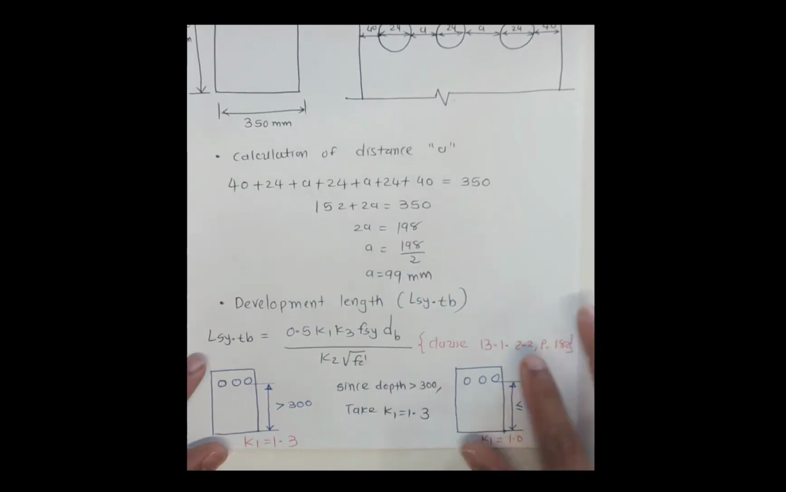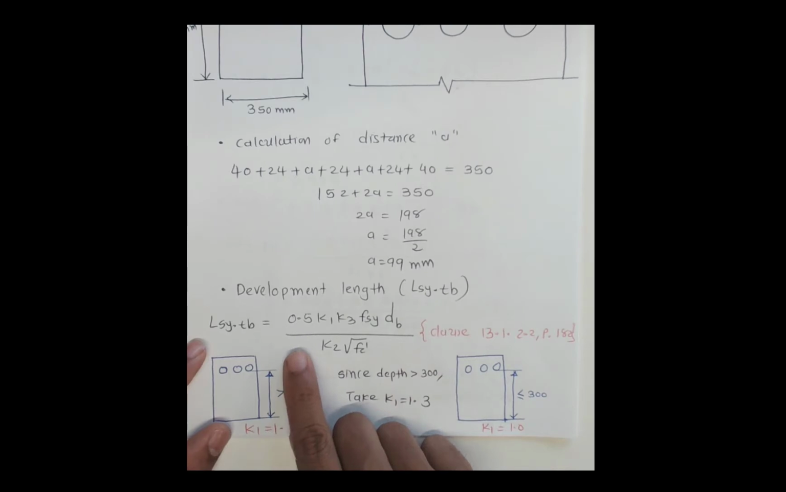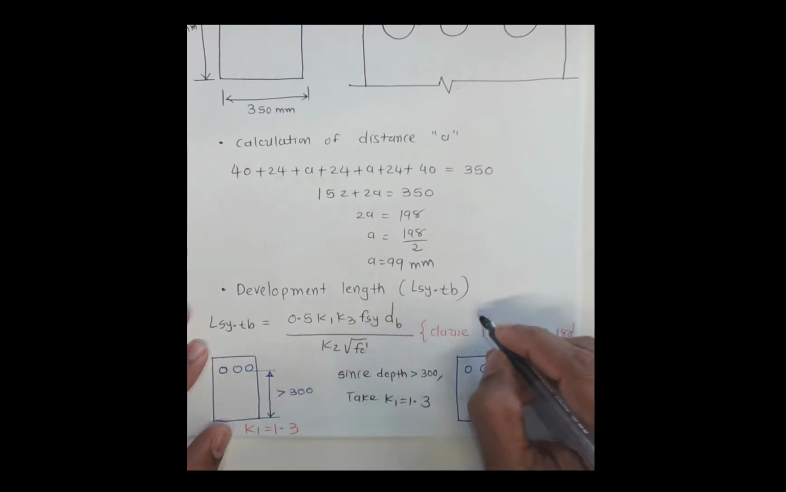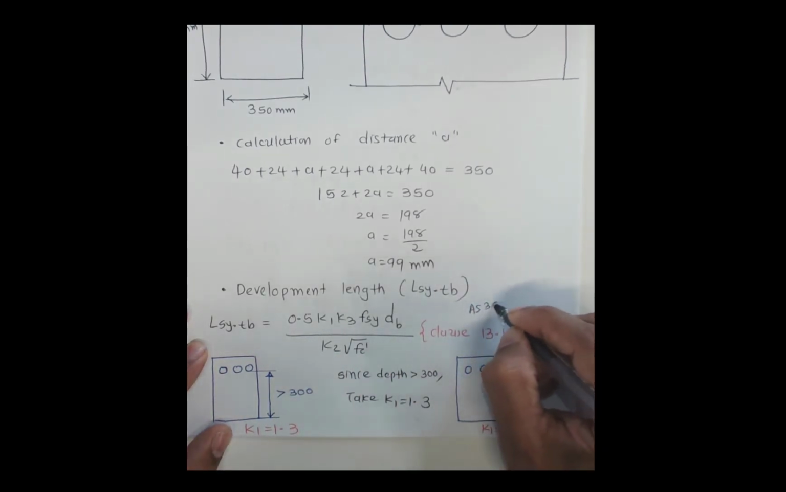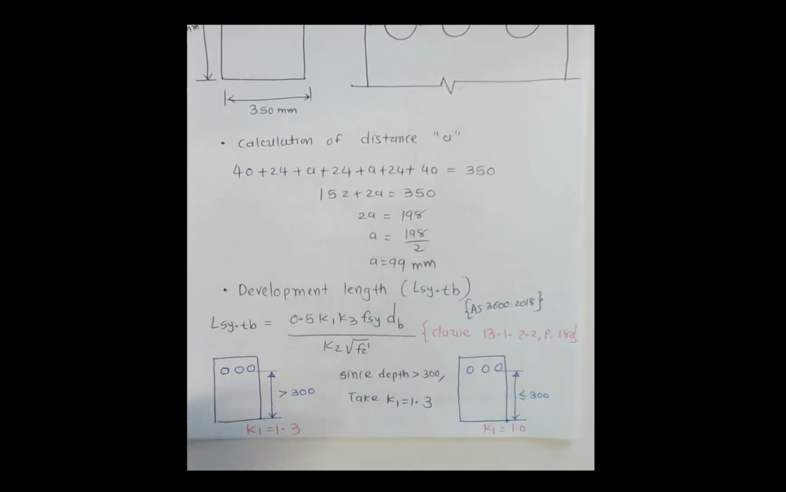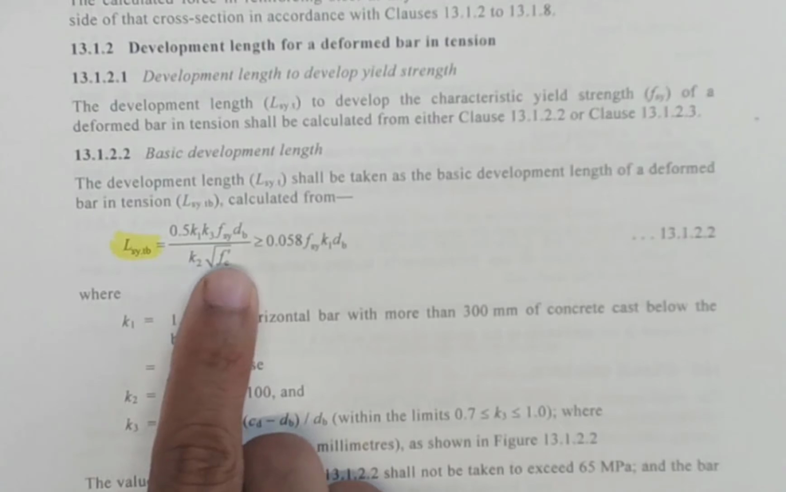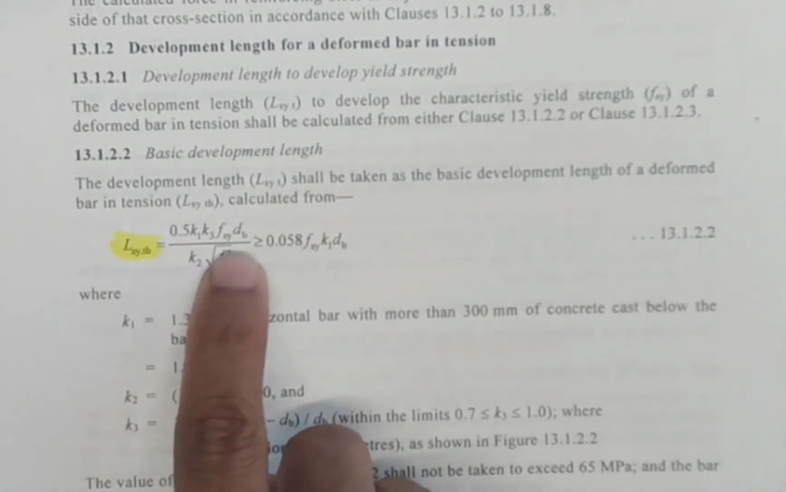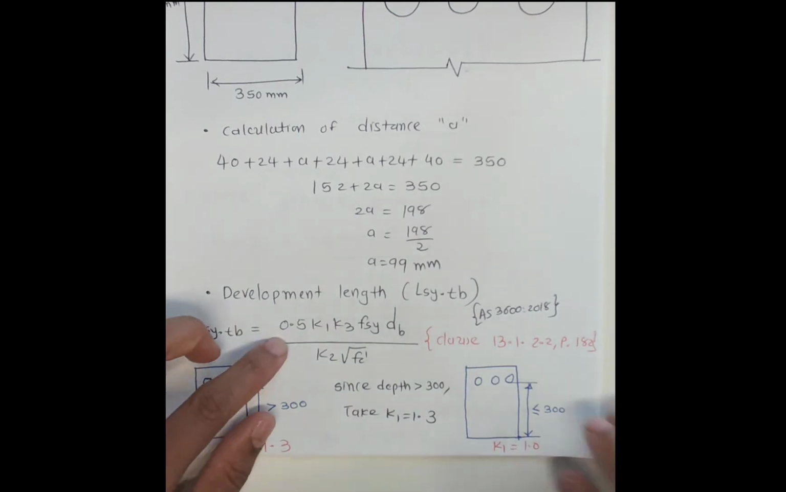Now the equation to calculate the development length is given in the Australian standard. These standards are given in AS 3600 2018. In that standard, if you go to page number 182, we have an equation to calculate the development length. This equation is copied here.